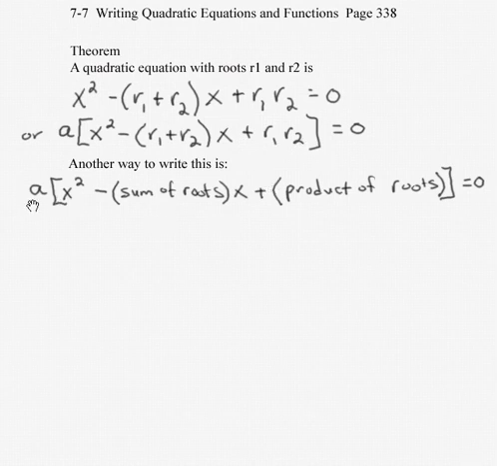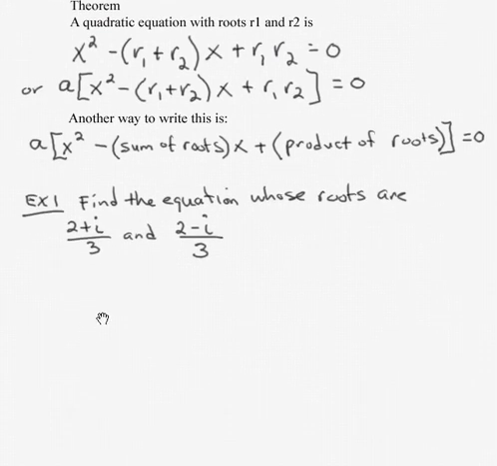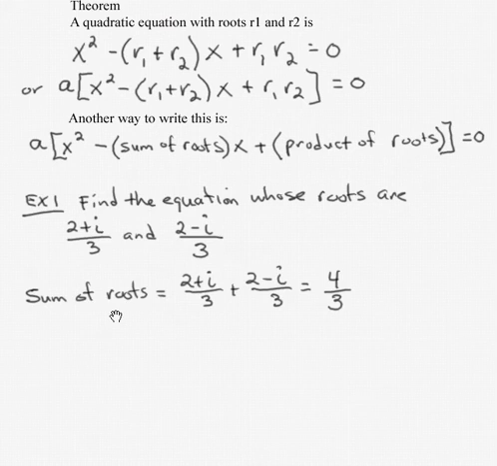Another way to think of it is that some number a times x squared minus the sum of my answers times x plus the product of my answers equals 0. That might be easier for us to think of. And so if we know in this example that here are two answers to my equation, two solutions, (2 plus i) over 3 and (2 minus i) over 3, first thing we should do is find their sum by adding them.